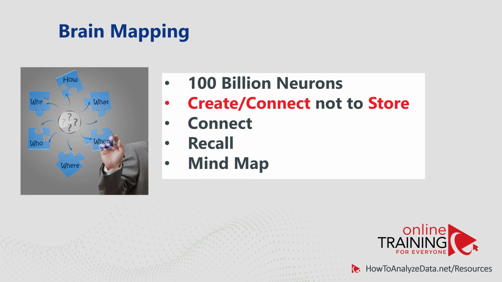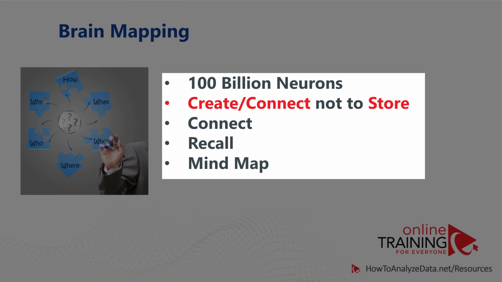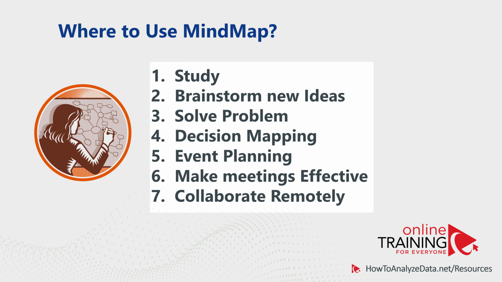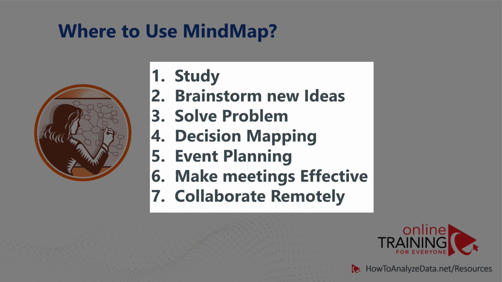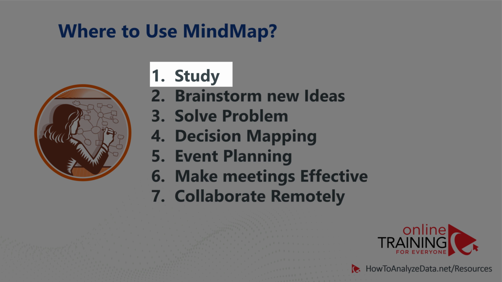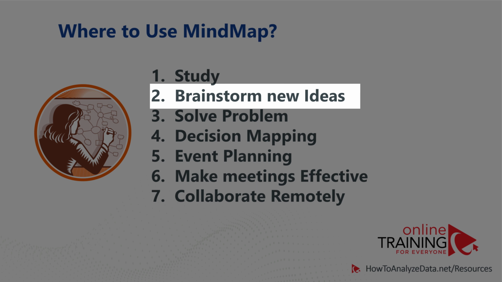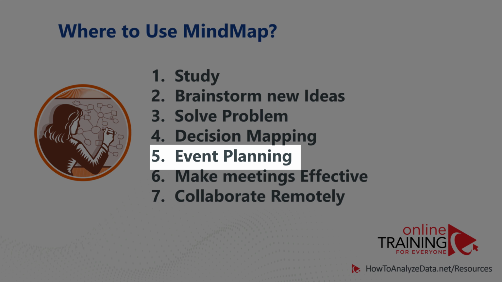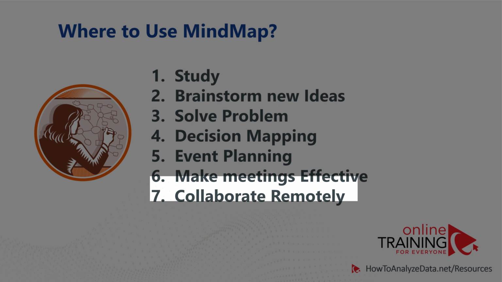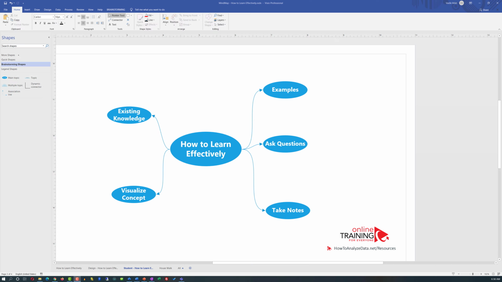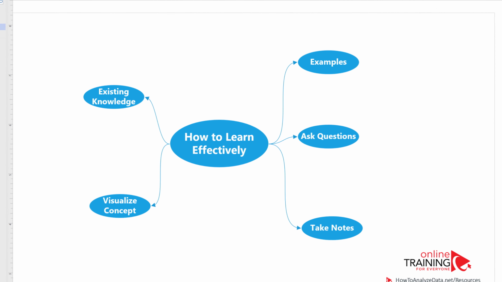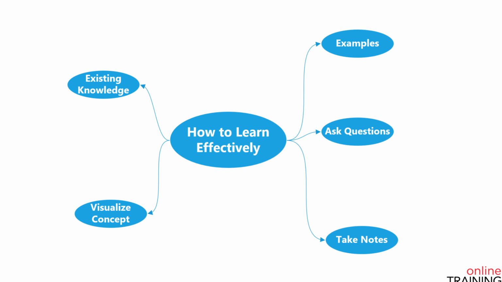The same way they use simple techniques to accomplish extraordinary results, you can use mind maps to accomplish your goals. There are unlimited examples of where you can use mind maps, but some of the most common ones are: you can use it to study, to learn more effectively, to brainstorm new ideas, to solve problems, to help with your decision-making process, to do event planning, to make meetings more effective, and to collaborate remotely. One of the coolest things about a mind map is that you can keep expanding its levels until you find all the answers or come to the solutions.